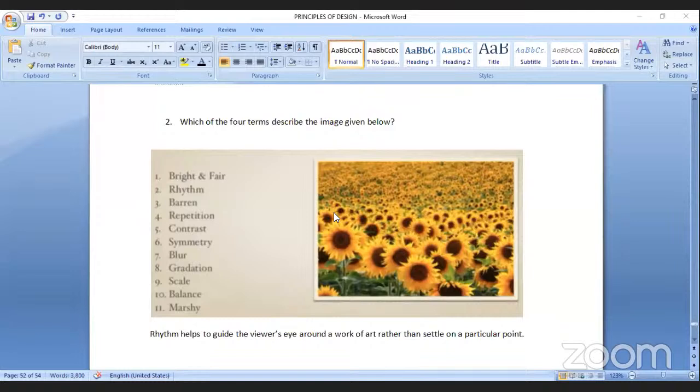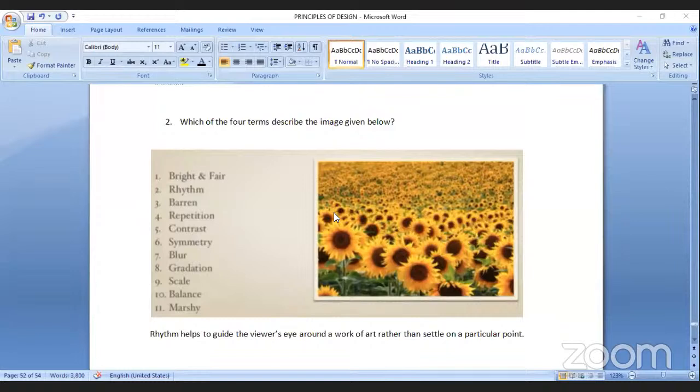Is there contrast? Contrast is when you show the difference between two things, not within the same thing. There is color difference between the petals and this one, but it is within the same thing. It's not showing the difference between two things.